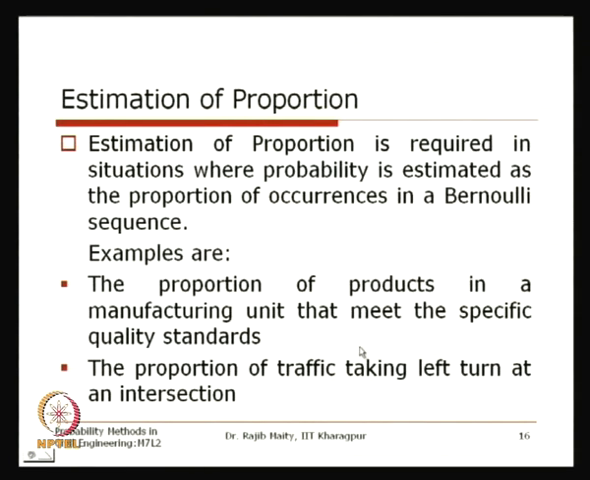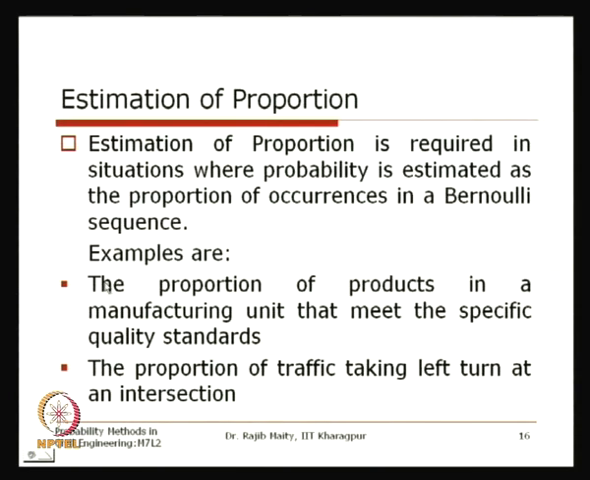Well, so next, another parameter that is also very useful in many distributions is the proportion. Estimation of a proportion is required in situations where the probability is estimated as the proportion of occurrences in a Bernoulli sequence. We have seen that in the Bernoulli distribution, the parameter we use is the probability of success, denoted as p. So, there we need to know what the proportion is.